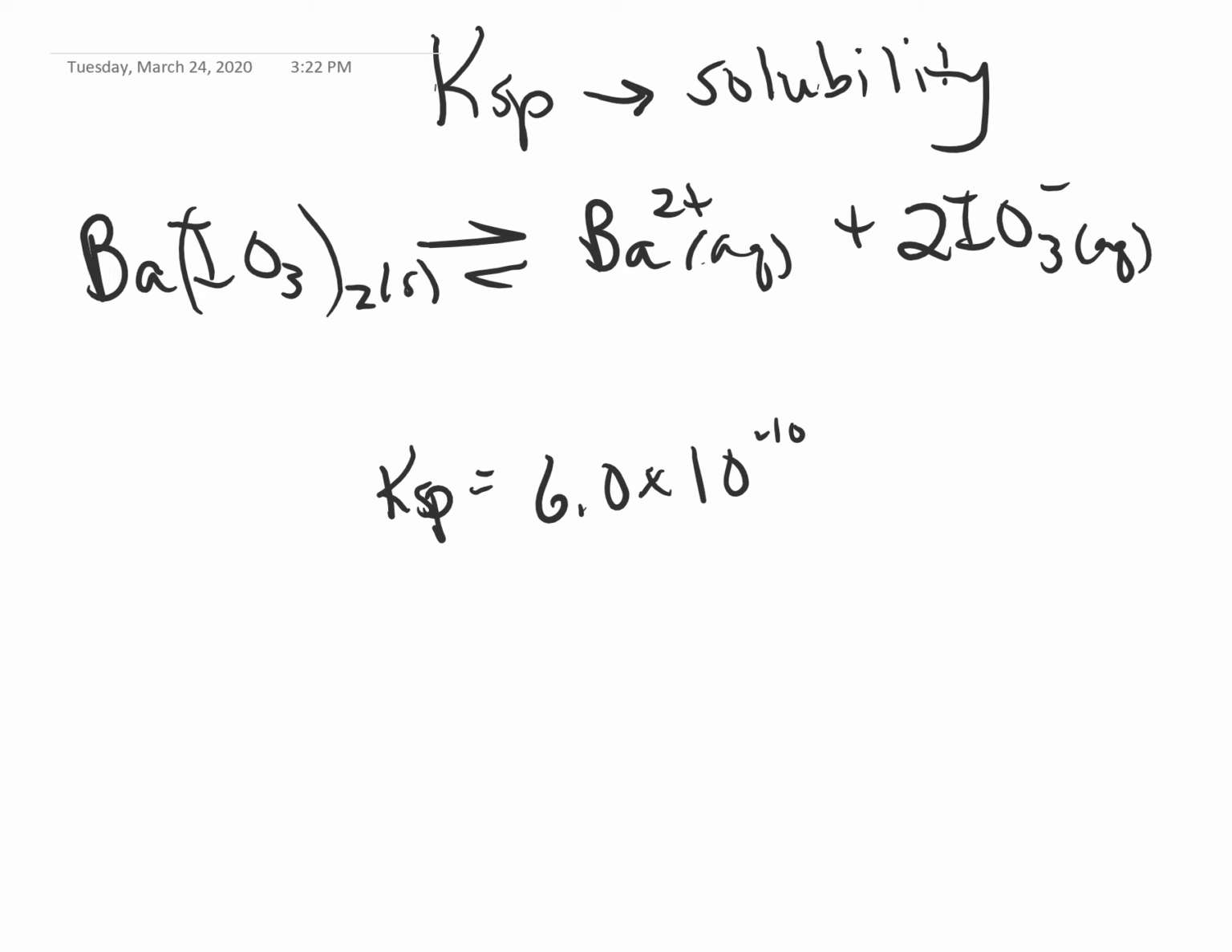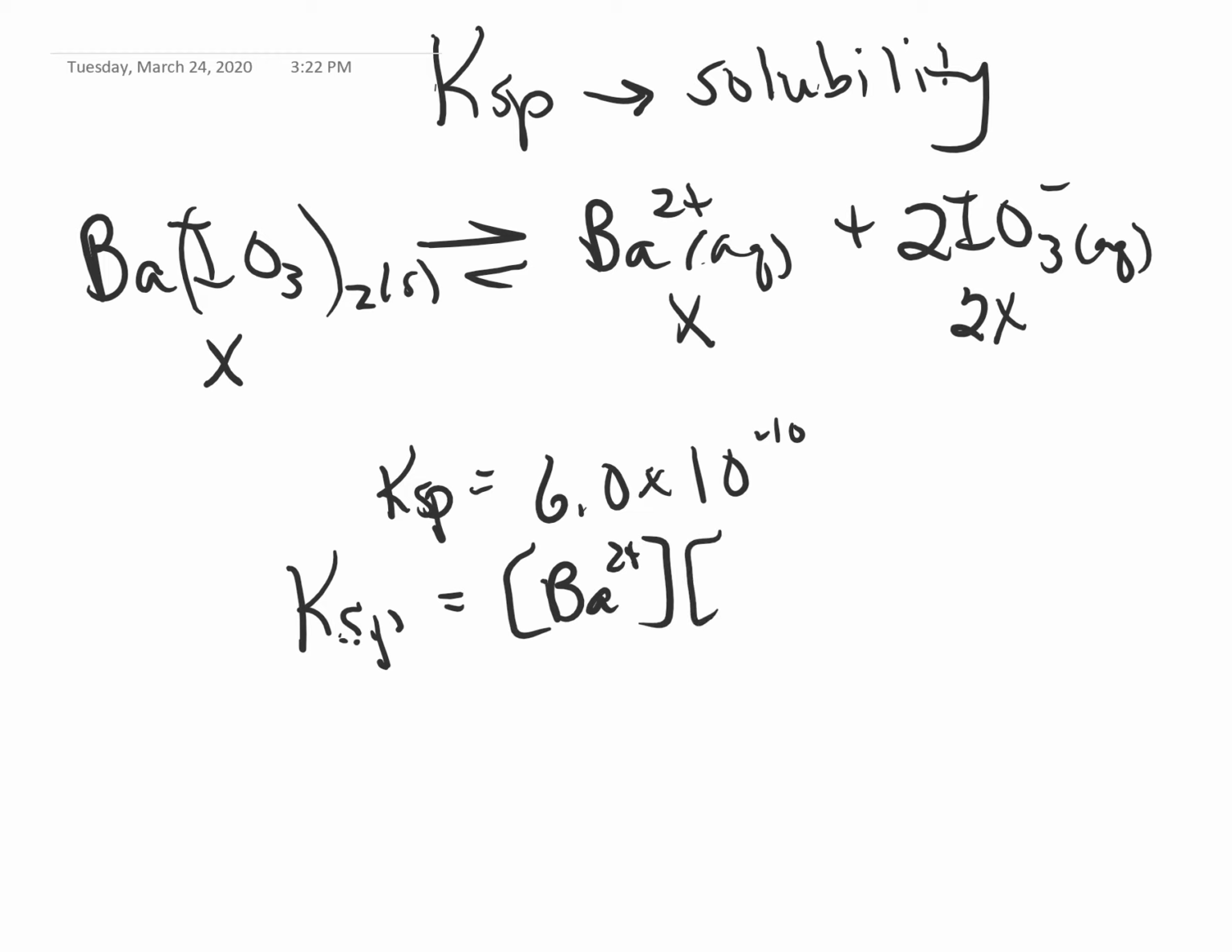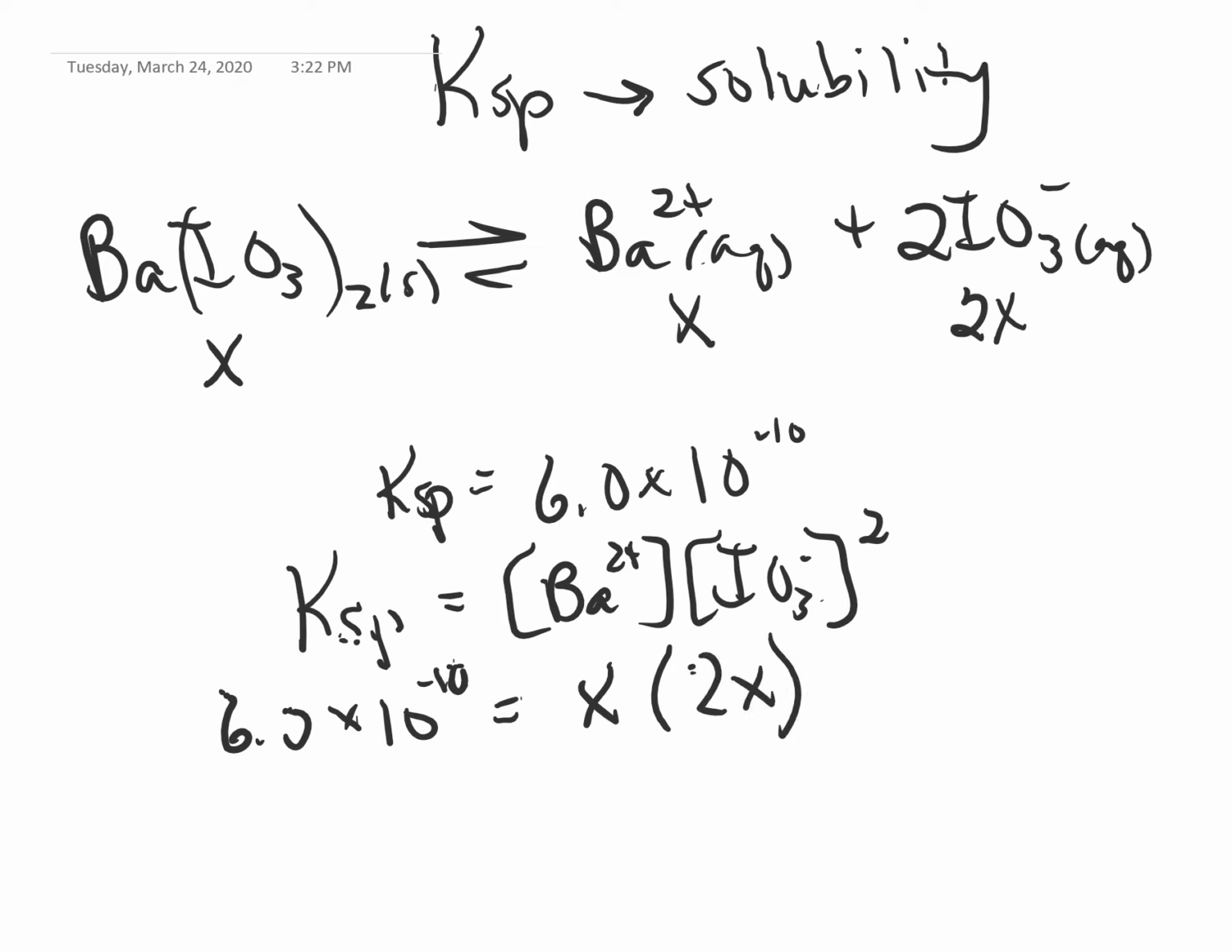All right, since I was not given the molar solubility, I'm going to say that it's X. This would be X, and there's 2 of these, so this would be 2X. And then I need to write my equilibrium expression. So it's going to be Ba times IO3 squared. I know my Ksp, 6.0 times 10 to the negative 10th. I know my Ba was X, and we said my IO3 is 2X, and this is supposed to be squared.